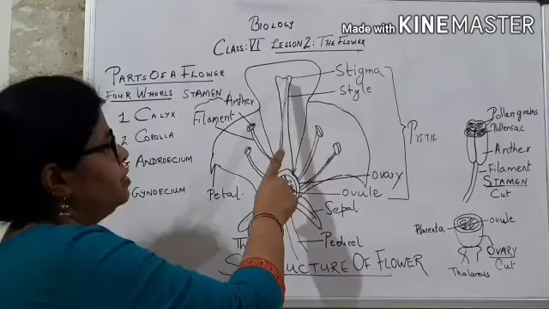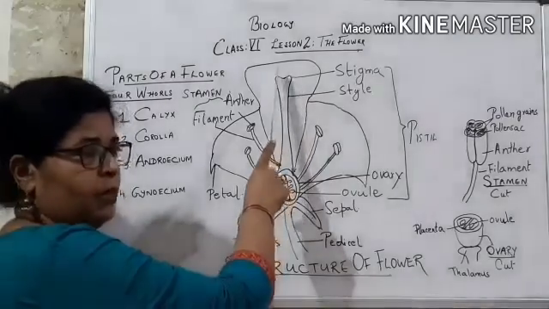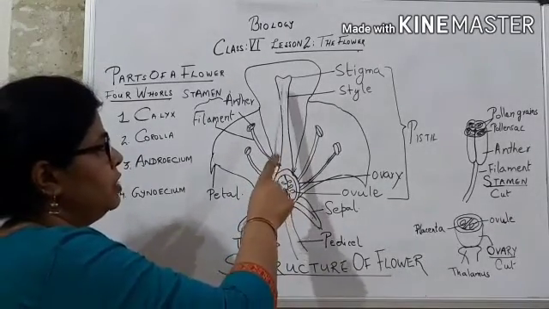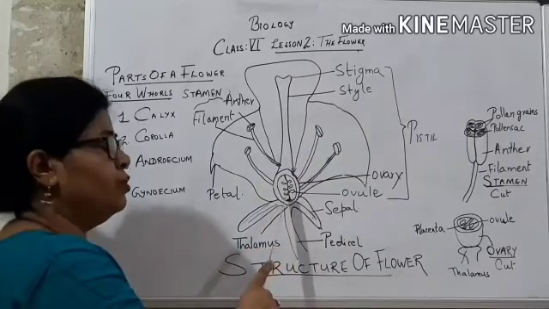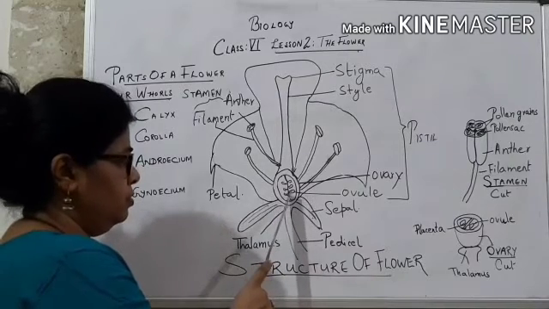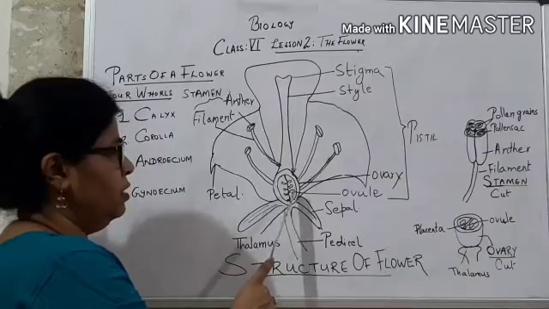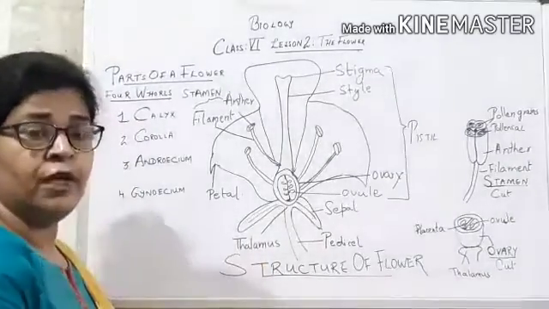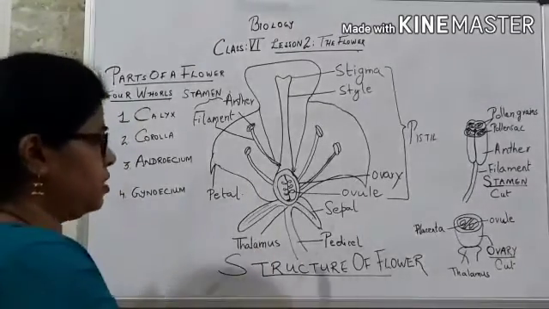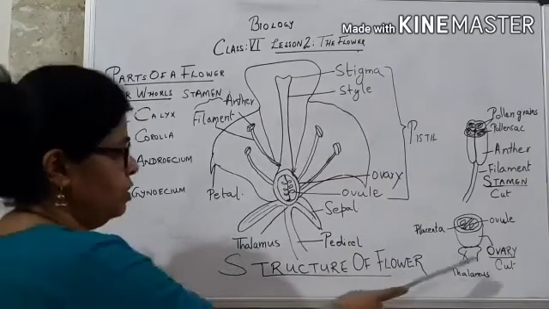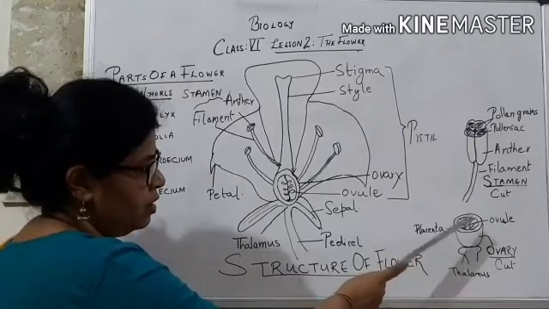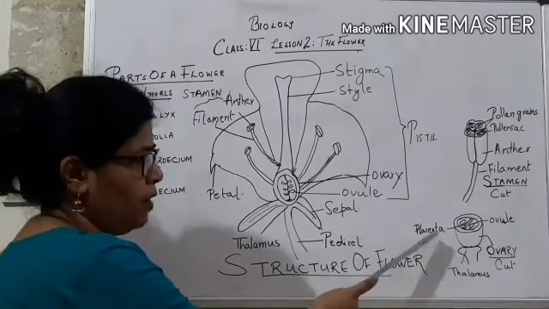Stigma is the place where pollen grains land, brought by insects, birds. Style is the tube through which the pollen grain is sent into the ovary through a long tube-like structure called the pollen tube, and the male gamete meets the female gamete in the ovule to bring about formation of seeds and fruits. So this whole is the structure of a flower. You can see an ovary I have cut open. Inside the ovary lies the ovule, attached to the axis of the ovary through a placenta.